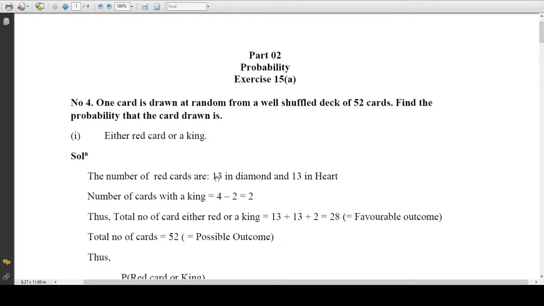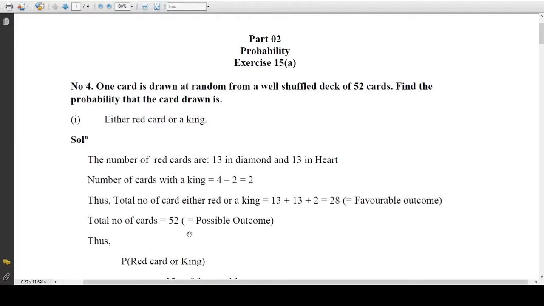And the number of kings: actually there are 4 kings, but 2 kings are red cards. Therefore, the other 2 kings which are not red are 4 minus 2, which is 2. Total number of cards that are red or king is 13 plus 13 plus 2, which is 28, which is also our favorable outcomes. Total number of cards is 52, which is the possible outcome.